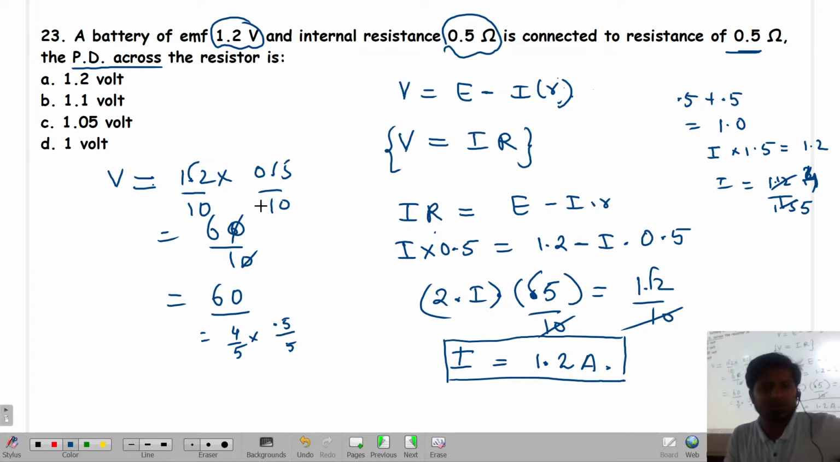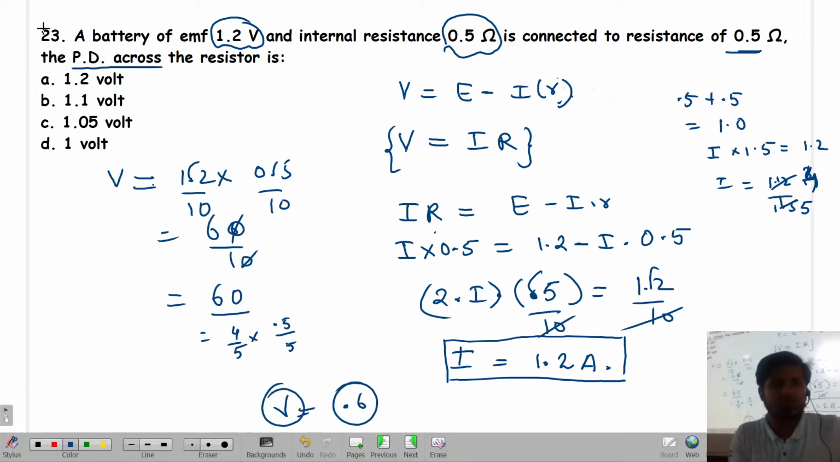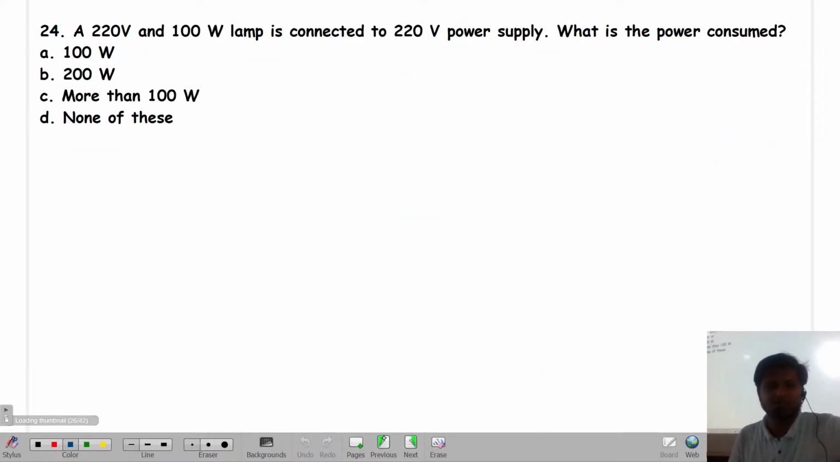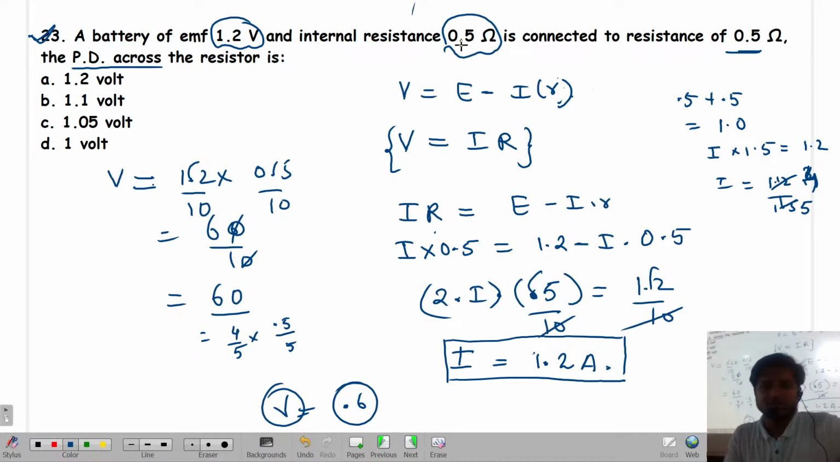I think it will be 0.6 volts. Got it or not? Okay. V is equal to 0.6 volt. Okay, let's check into this question. No, no, no, no. It is not the same. 0.5, 0.5. I think here 0.5 will be added. Got it or not? Okay. I'll just check once, because it is asking potential drop across the resistor. Okay.